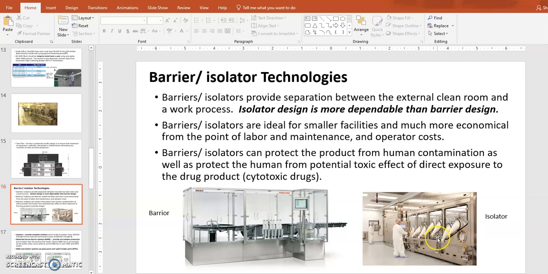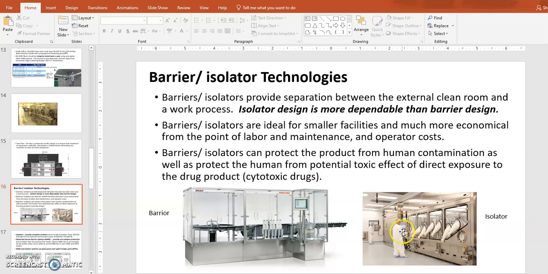Can you see the difference? The barrier doesn't have a HEPA filter unit by itself. It's just a kind of wall, segregated walls. So it just depends on the clean room air filtration system. But the isolator by itself has a HEPA filter, and it is placed inside of the clean room, so it provides more protection. See, those gloves are placed in the compartments. I don't know if this picture came from Catalent or not, but yeah.